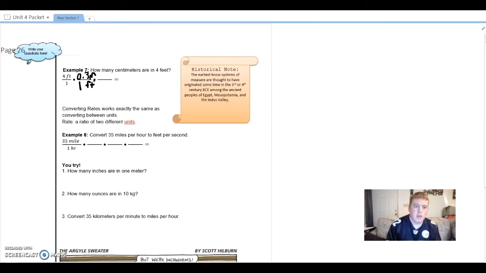And I'm going to be able to now cancel out feet. And now I have meters. But remember, we wanted a final answer in centimeters. So we are going to have to cancel out meters. In 1 meter, there are going to be 100 centimeters.